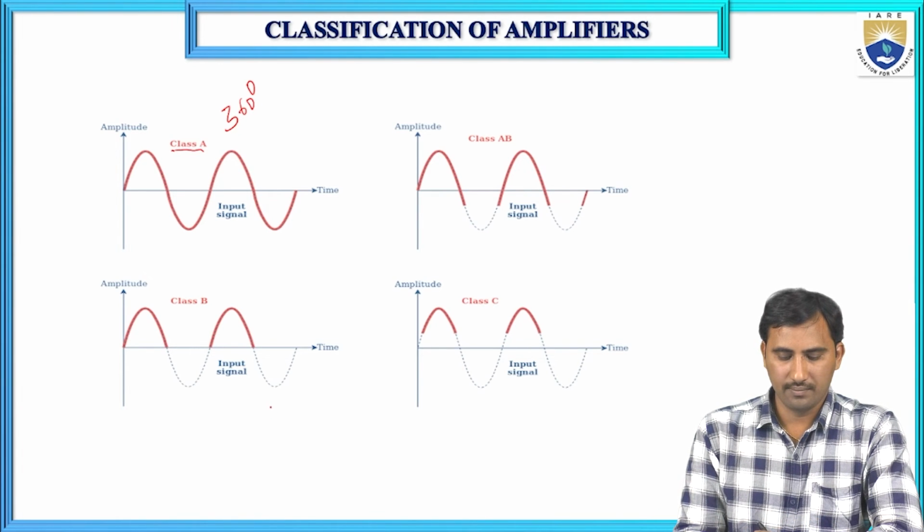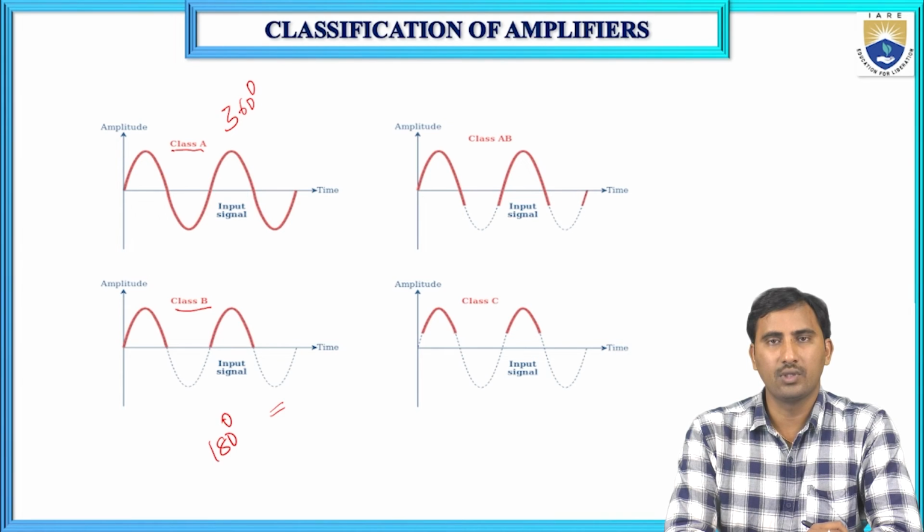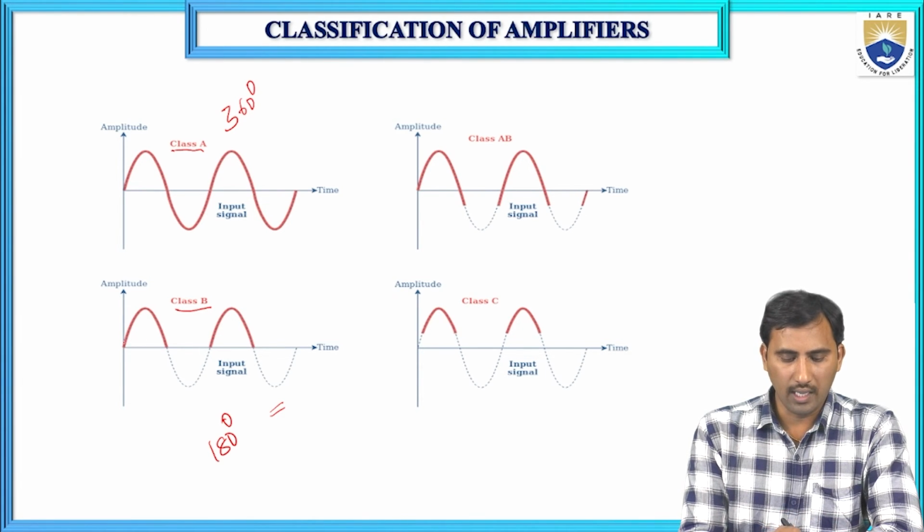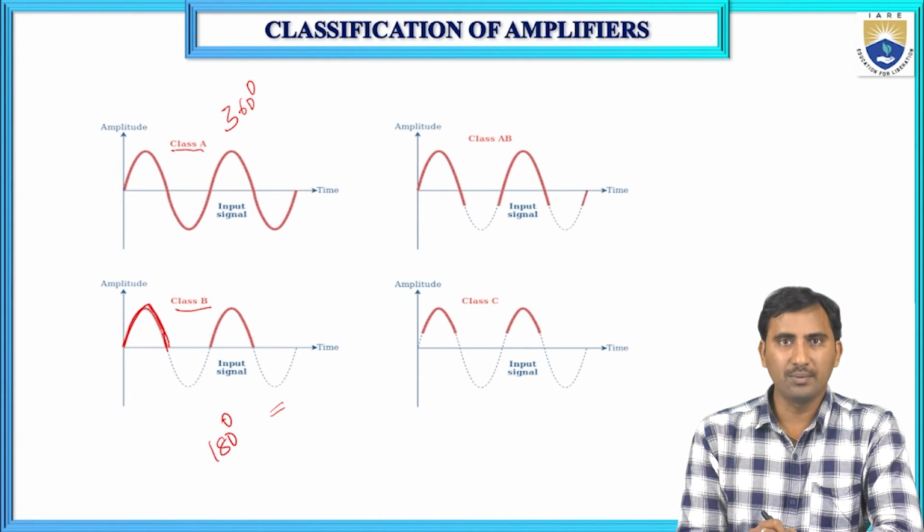And class B. In class B power amplifier, the conduction angle is 180 degrees. So 180 degrees means only half cycle. So in class B power amplifier, the output current flows only for 180 degrees of the given input signal.